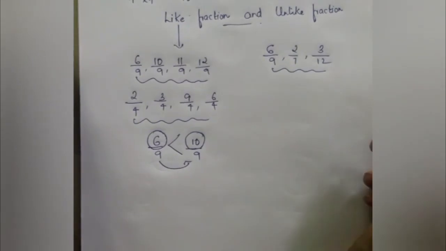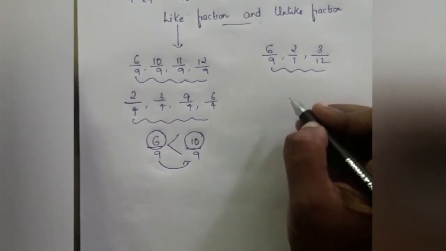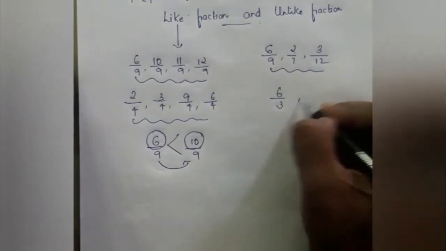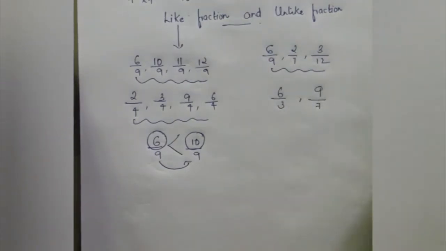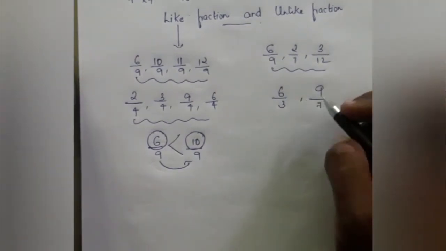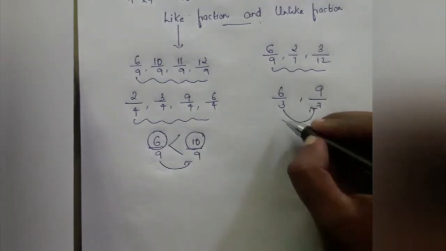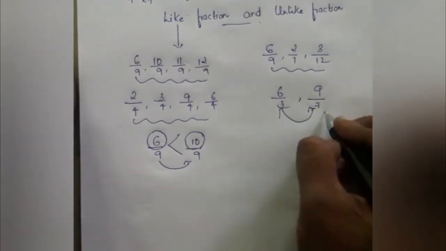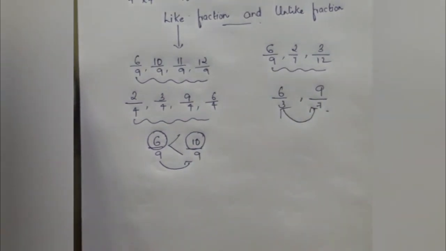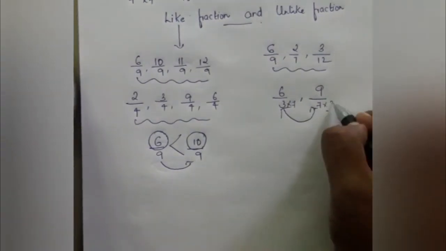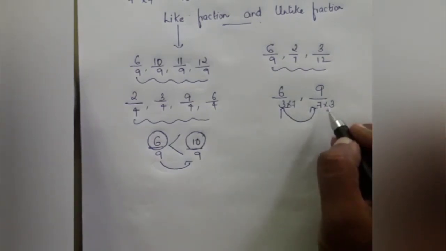But unlike fractions, if it is given to you and asked to compare the numbers, for example, two numbers are given for you, 6 by 3 and 9 by 7. In this case, the first thing is you have to make the denominators same. We should try to make the denominators same. Looking at the table of 3, 3 into 7 is 21. So we have to make it 21.